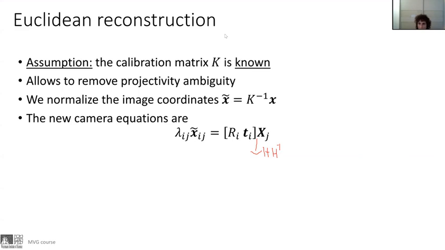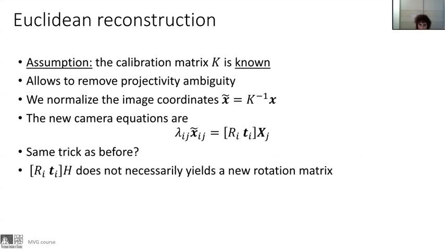Yes, I'll explain in more detail. Can I do the same trick as before? And the answer is no. Why? Because if I multiply some rotation and translation by some general homography, I'm not necessarily going to have a rotation again. And if I want to be in the Euclidean space, I want to determine the camera matrices with respect to rotation and translation. If I'm multiplying by some general H, I'm destroying this requirement. R is not necessarily a rotation matrix anymore.